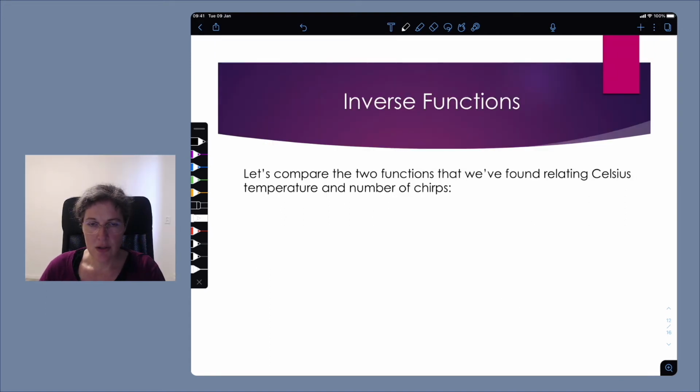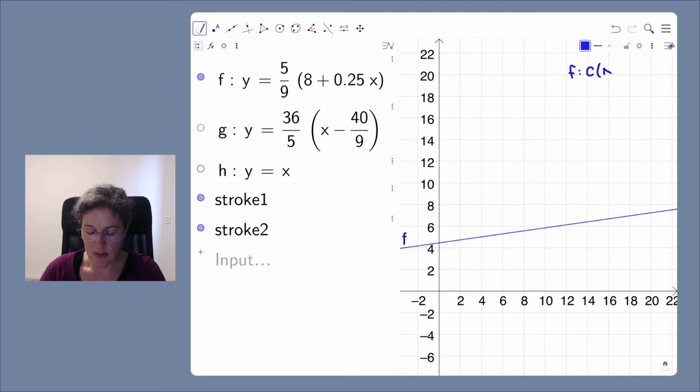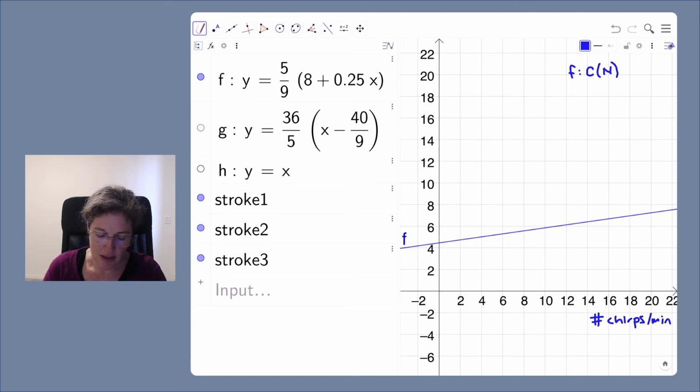Okay, let's have a look at the graphs of these two functions that we just found, because we can actually figure out quite a lot about inverse functions in general by just studying these two. And for that, we're going to head over to GeoGebra. So over here, I've plotted our first function. So this was the function which said our temperature in degrees Celsius is some function of the number of cricket chirps. So our input is going to be the number of chirps per minute, and the output that we get is the temperature in degrees Celsius.